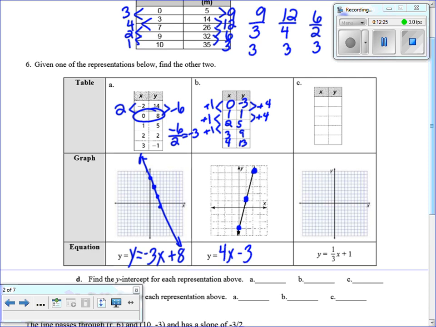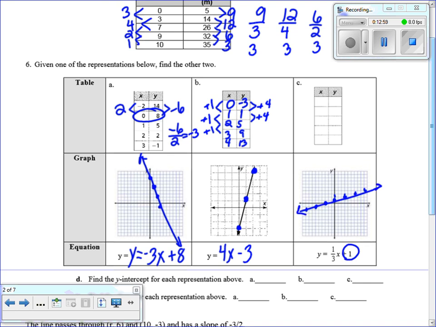Now here we have the equation. What we would do is we'd start at our y-intercept of 1, and then we would go up 1 and right 3. So we would go up 1 and right 3 to get other points. Or go down 1 and left 3. And then connect your points.